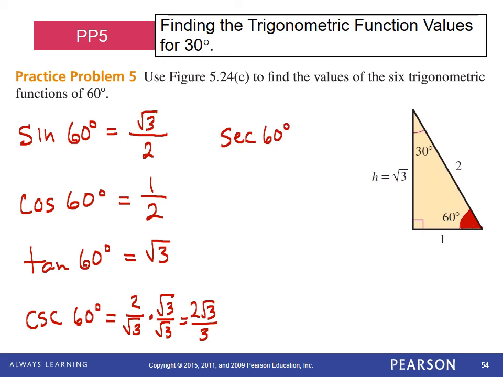Secant of 60 degrees. Oh, that's even easier. We could go by definition, or we can look back at cosine. It's even easier to look back over here. Cosine is 1/2. Therefore, secant is going to be 2. Might as well just do that. A lot easier.